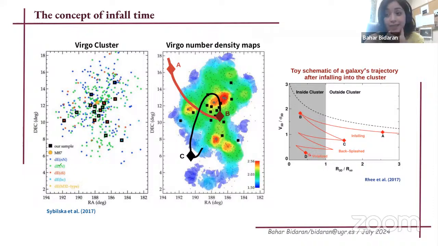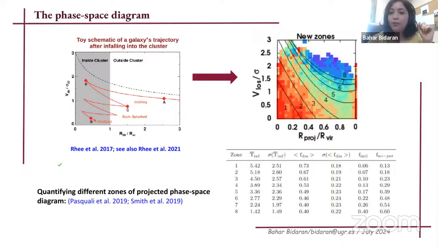So phase space is the key, right? So you can maybe quantify the exposure time of the galaxy inside the cluster based on its position on the phase space diagram. And this has been the topic of work for many, many people. Here I'm showing you the result of Pasquale et al. in 2019. So here what they did is that they went to the simulations, because from simulations you have the average infall time of the galaxies, right?